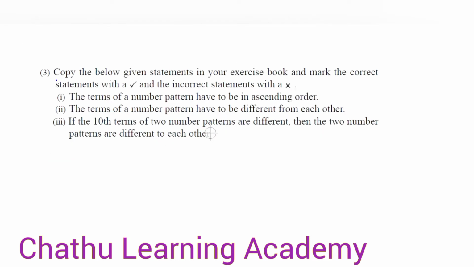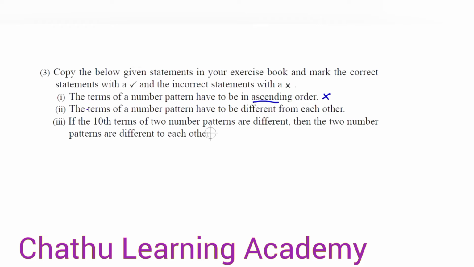Now look at the third question. Here they ask you to mark the correct statements with a tick mark and the incorrect statements with a cross mark. First one, the terms of a number pattern have to be in ascending order. No, it's not compulsory. The terms may be in descending order also. Sometimes it may follow any other pattern. Then this statement is wrong.